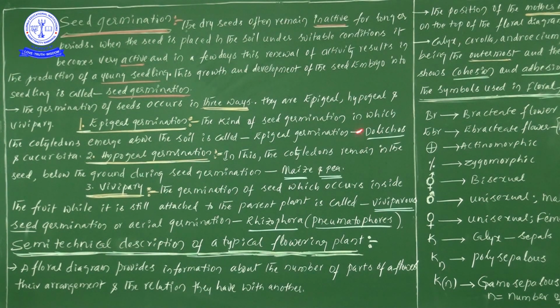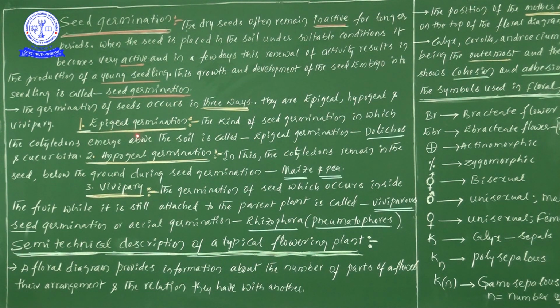The first one is epigeal, the second one is hypogeal, and the third one is vivipary. One more time, try to say along with me: germination of seeds occurs in how many ways? Three ways. The first is epigeal, the second is hypogeal, and the third is vivipary. Now let us see one by one what is epigeal, what is hypogeal, and what is vivipary. Let us concentrate on each and every side heading clearly.